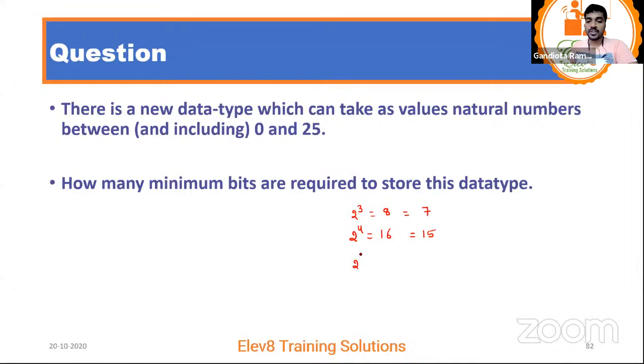సో 2 పవర్ 5 తీసుకోనమా. What is the maximum value? 32, right? So it can store 31, right? So your 25 is between these two. So ఈ రెండింటి మధ్య ఉందంటే you should take the maximum value. So what is the maximum value? 5 bits. 5 bits, ma. Is this clear, ma?